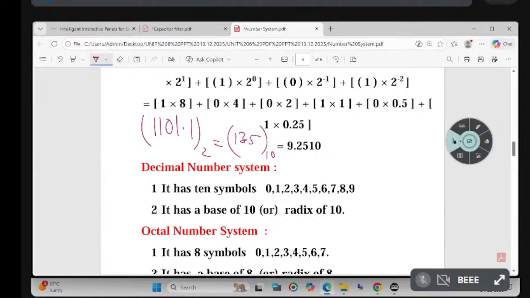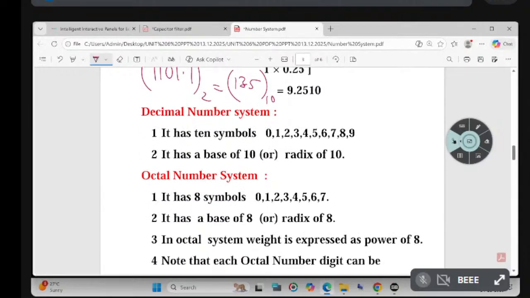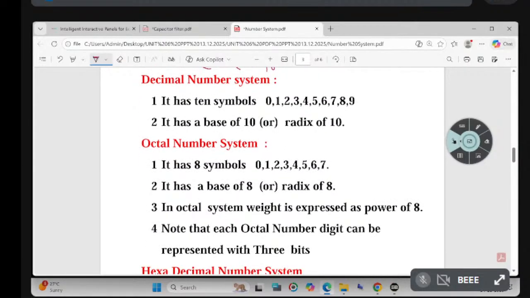Next one, second topic, decimal number system. Only 2 points. It has 10 symbols, 0 to 9. Count it, will get base. Count: 1, 2, 3, 4, 5, 6, 7, 8, 9, 10. Base 10.